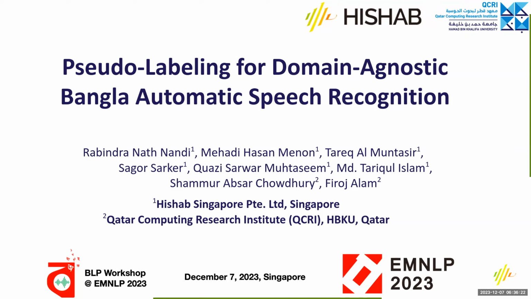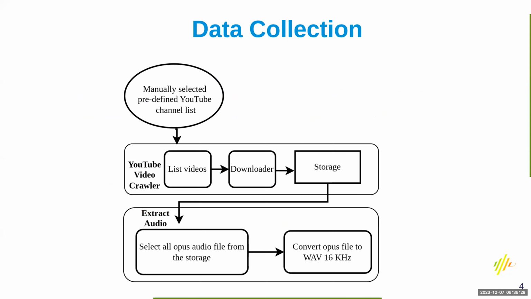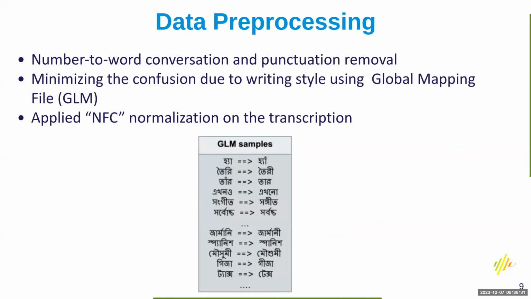I have a question. In slide number 9, if I look at the last samples of the GLM sample, like the text rewritten to text. I think the word text is not found in the Bangla dictionary or something like that. So the pronunciation is different from text to text. So can we specify the reason behind changing text to text?